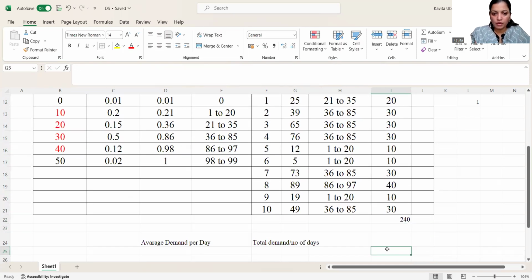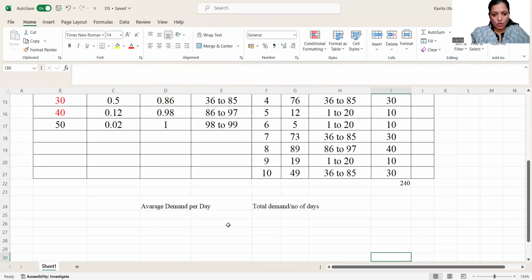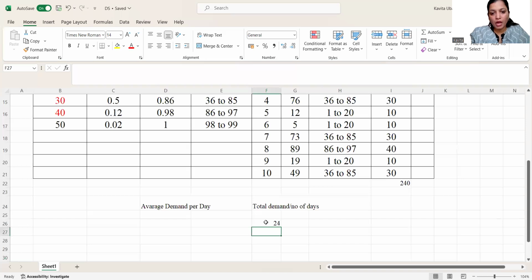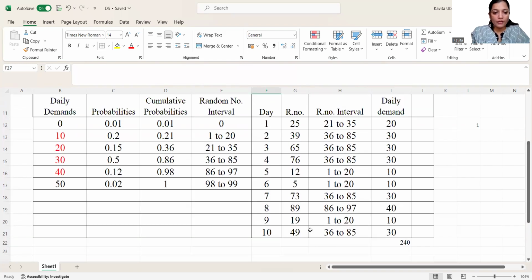We can calculate here the average demand per day. The average demand per day is equal to 240, the total demand, divided by the number of days, because we have simulated demand for 10 days. So the average demand per day is equal to 24. This is how we can simulate demand for the future, and we can calculate the average daily demand for the cake, because it is given in the example that you need to calculate average demand. So 24 is the answer. I hope you all are getting me.